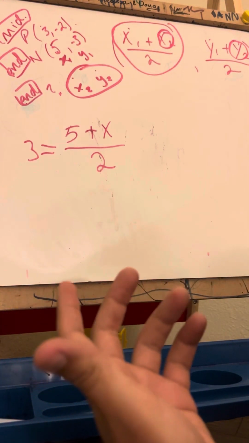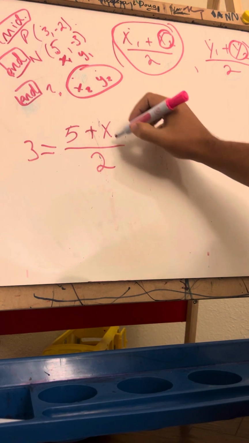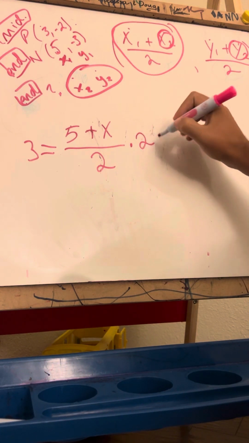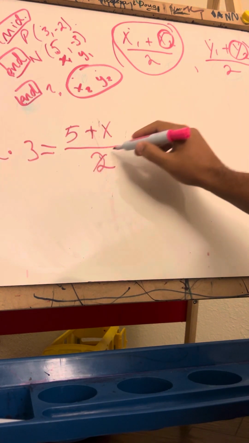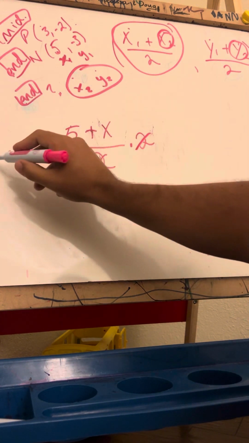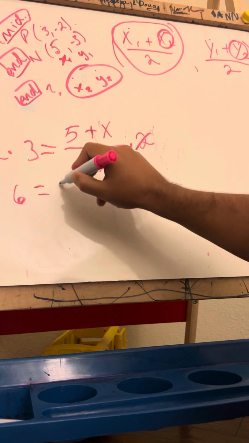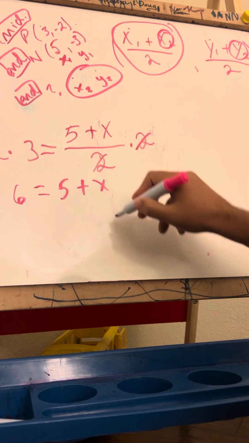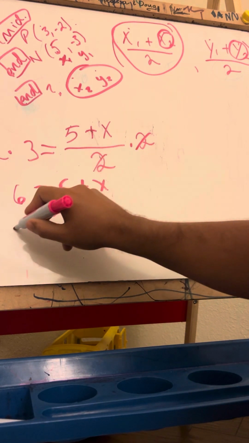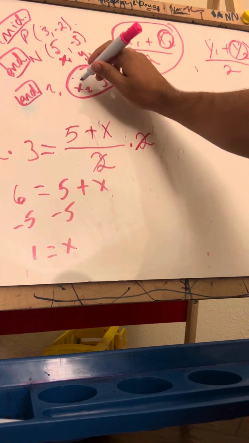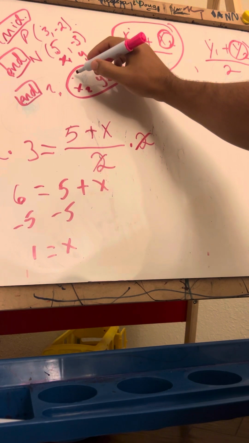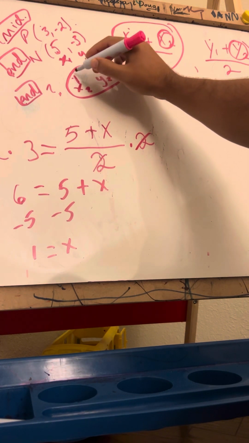Now we've got to solve. Okay, to solve, we need to get x alone. First step is we multiply both sides by 2. The reason we do this is because these 2's cancel out. Over here, this becomes 6 equals 5 plus x. And now we just subtract 5 on both sides, and 1 equals x. So I know my x2, the x value from the other endpoint, is 1.